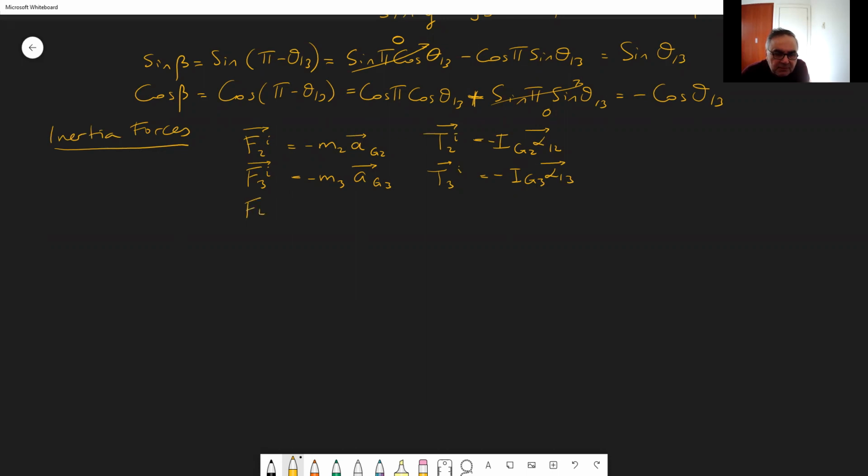And finally, FI4 minus M4 AG4. But AG4 is meaningless because this is an object. A4 is the piston, which is an object in translation. And since it's in translation, it doesn't have angular acceleration. So the inertia torque on it is 0. So we don't include that.